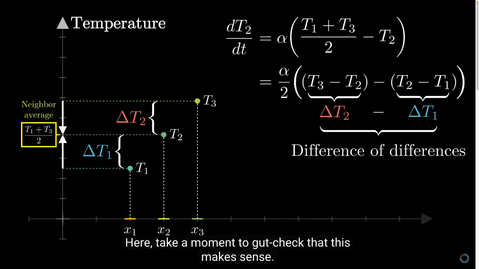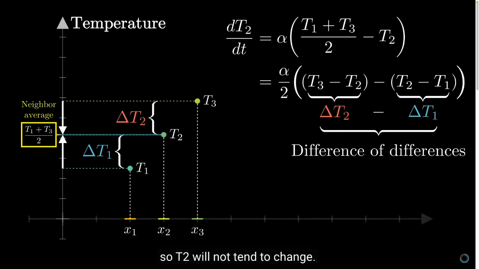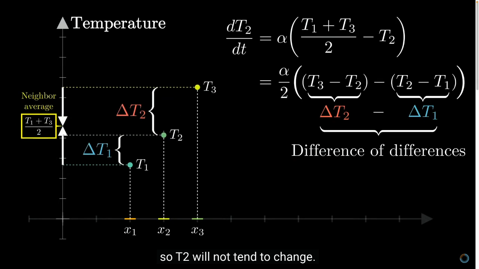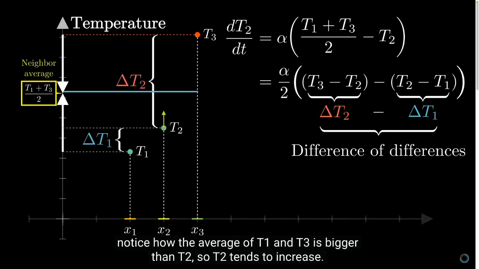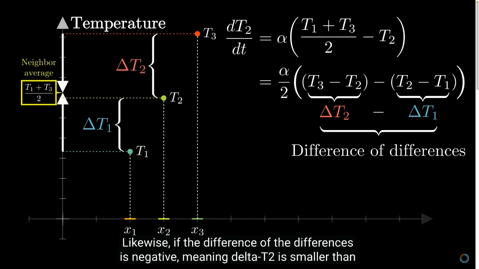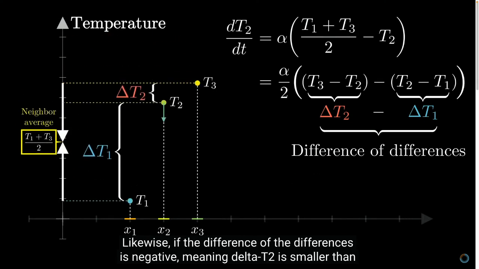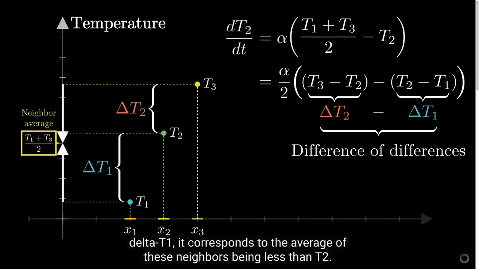Here, take a moment to gut check that this makes sense. If those two differences are the same, then the average of T1 and T3 is the same as T2. So T2 will not tend to change. If delta T2 is bigger than delta T1, meaning the difference of the differences is positive, notice how the average of T1 and T3 is bigger than T2. So T2 tends to increase. And on the flip side, if the difference of the differences is negative, which means delta T2 is smaller than delta T1, it corresponds to an average of these neighbors being less than T2.